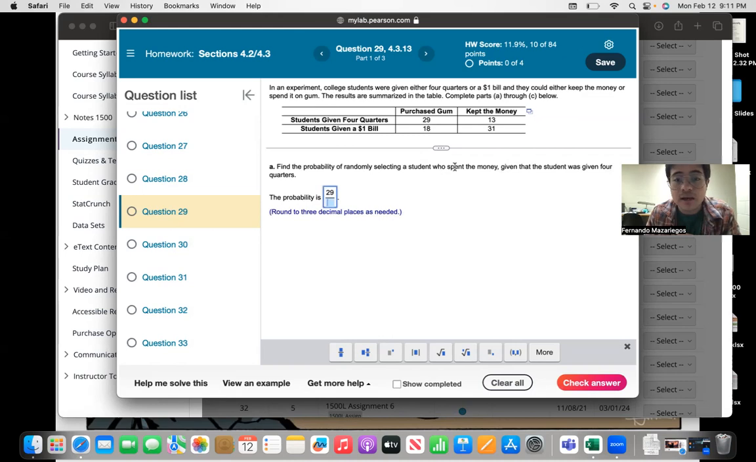because I don't care about the students who were given a $1 bill. I know I'm not selecting from those students because I'm being told that the student I'm going to select was given 4 quarters. So that means I only focus on the first row. So this is 29 plus 13. If we calculate this quotient, we get 29 over 42, which rounded to 3 decimal places is 0.69.